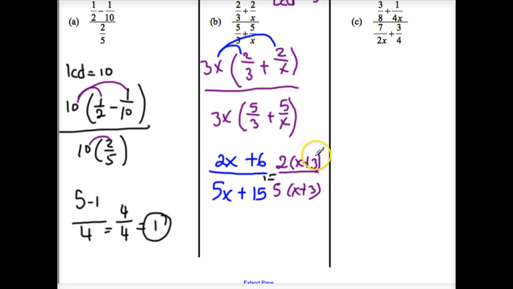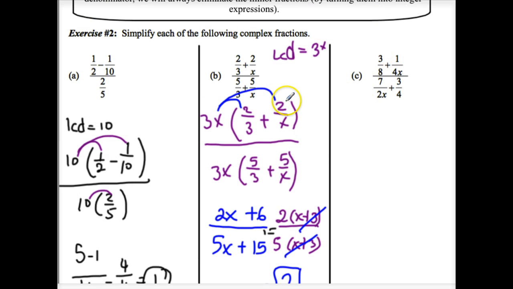Knowing from the previous lesson, we can cancel the x plus 3 once one is in the numerator and one is in the denominator. And then my final answer would be 2 over 5. Do you want to challenge yourself, or do you want us to work together with C?